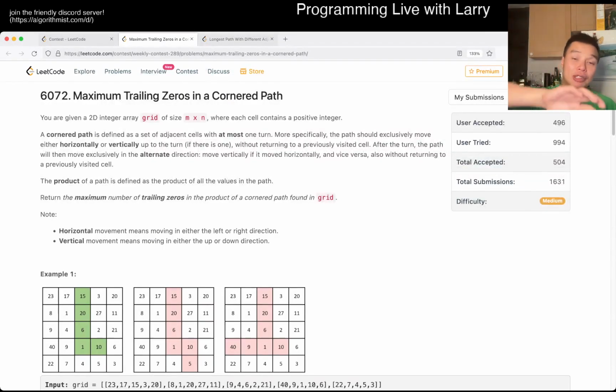There are a couple of concepts you have to understand first. One is what is a trailing zero, and there are a couple of ways to do this. There may be simpler ways, to be honest, but I'm going to go over my way.